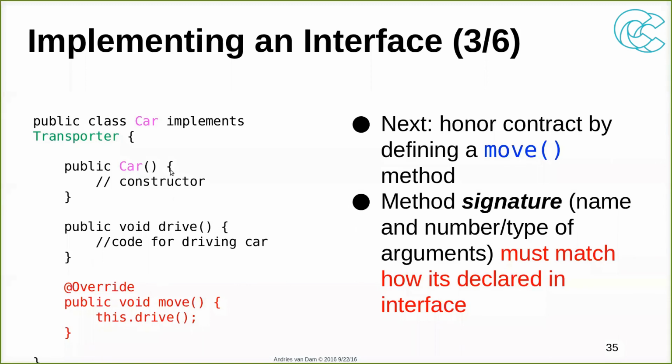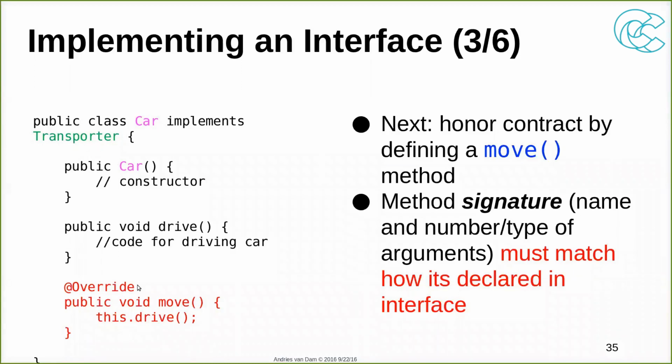For example, when you look at this implementation, you will immediately get to know that drive is a method of the car. But since you have this tag, or the annotation, you get to know that move is a method that was declared in Transporter. So it will help.